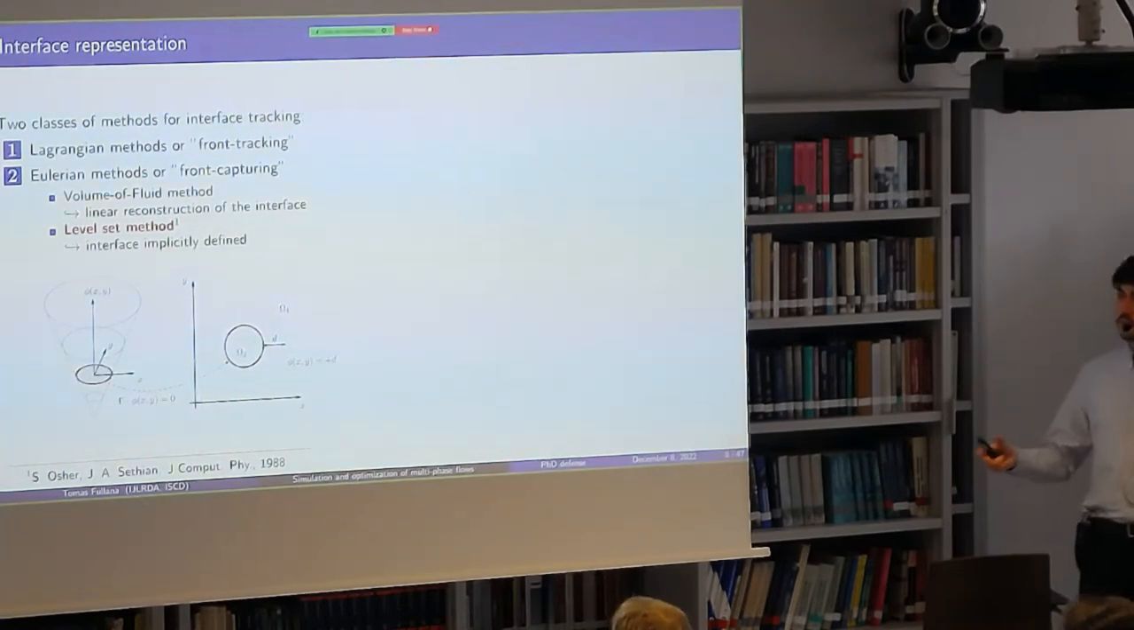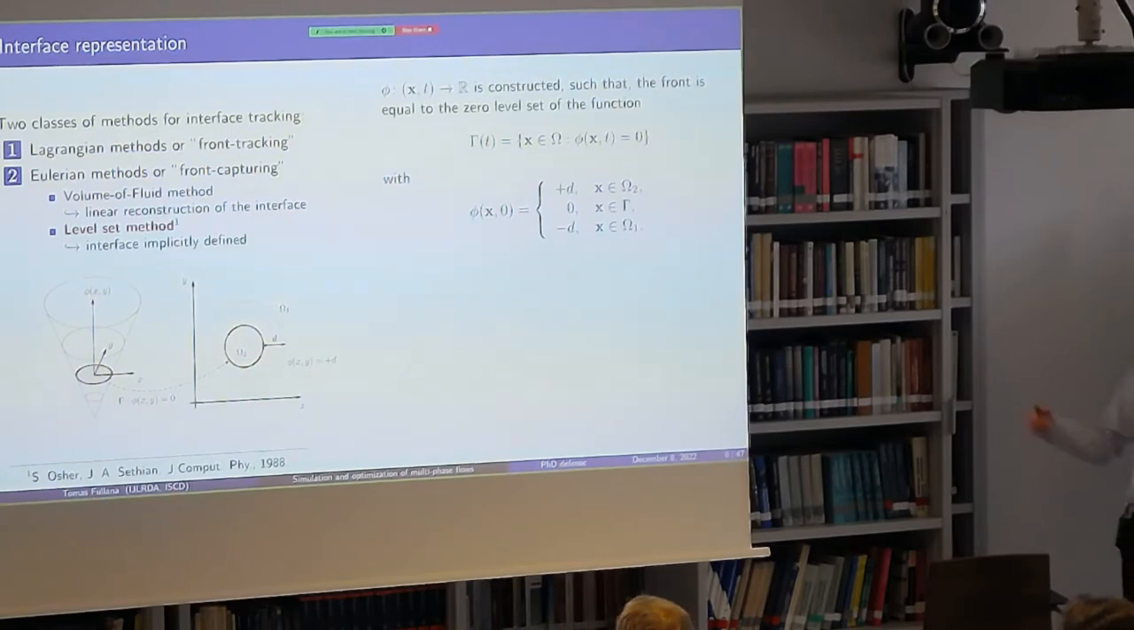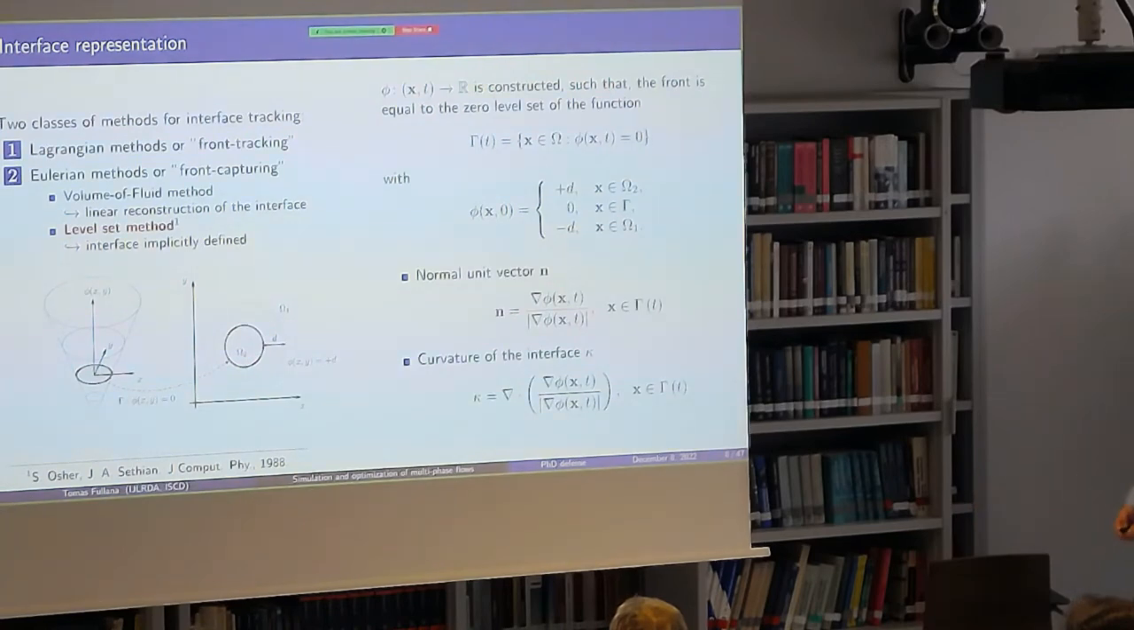But for the heat and mass transfer problems, we use the level set method, which is shown here on this little sketch. We have an implicitly defined interface by implementing a signed distance function, which is called phi. The zero level set of this function corresponds to the interface gamma, and each subsequent level set is equally distant to the interface. This is very useful because it allows us to directly compute the normal vector to the interface, which is simply the gradient of the level set function divided by its norm. Then we also have the very easy computation of the curvature, which is simply the divergence of the normal vector.